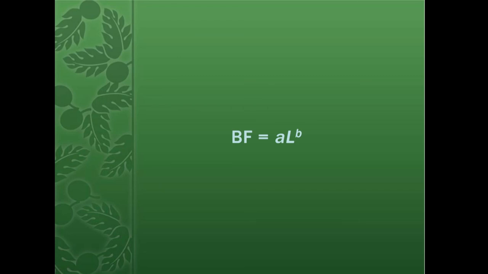After we've got batch fecundity estimates for all the mature females, what we're going to do is relate batch fecundity to the length of the individual. And looking at this formula, you can see that batch fecundity is related to length in the same way that weight was related to length.